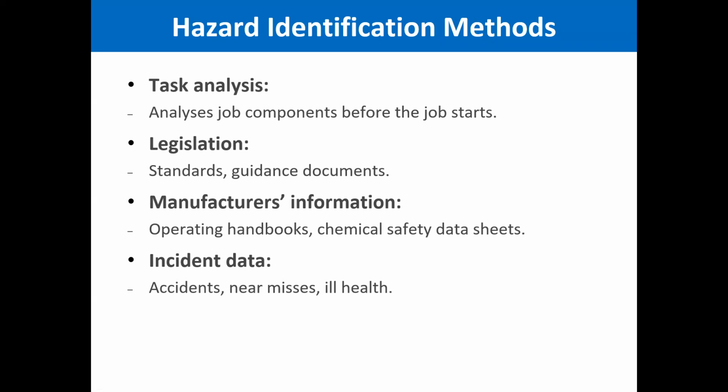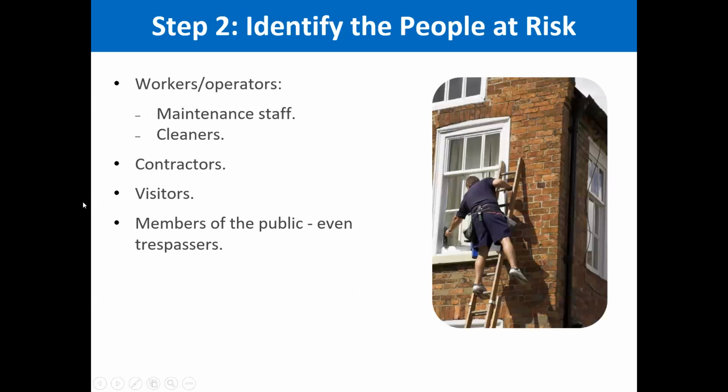to the activity. In addition to this, you need to carry out a task analysis, analyze the job components before the job starts. So look at the various steps involved in the activity, then divide the job into small job steps. Look at the legal requirements, look at the standards and guidance documents, look at the manufacturer's information such as the operating handbooks, chemical safety data sheets, and also look at the accident, near miss, and ill health records. So these are various methods to identify the hazards.